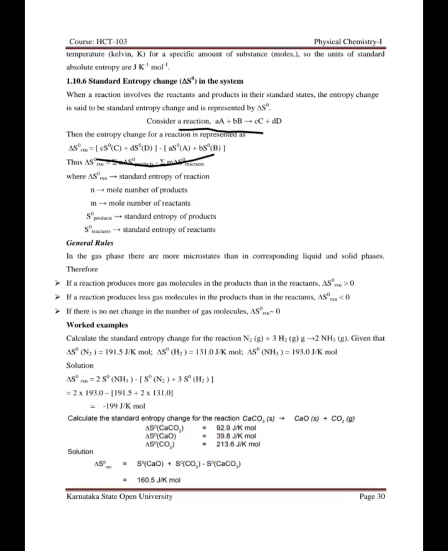Thus, delta S naught reaction is equal to the summation of n S naught of products minus the summation of m S naught of reactants. That is the next step. Here delta S naught is the standard entropy change of the reaction, n is the number of moles of the product, m is the number of moles of the reactant, and S naught product and S naught reactant are the standard entropies of the product and reactant.